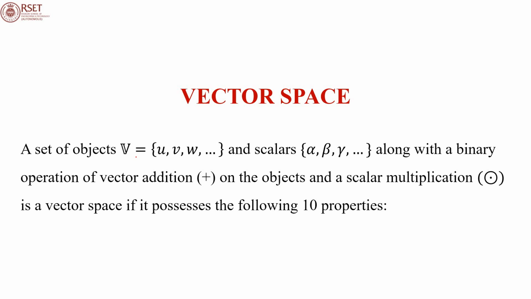But before that, remember, in order to consider a vector space, we must have a set of objects V and a set of scalars, and we must have two operations. One of them must be a binary operation, and the binary operation is usually called vector addition. Remember, the vector addition is not the usual plus which we consider. It can be any binary operation, and we have a scalar multiplication. Now, it is a vector space if it possesses the following 10 properties.